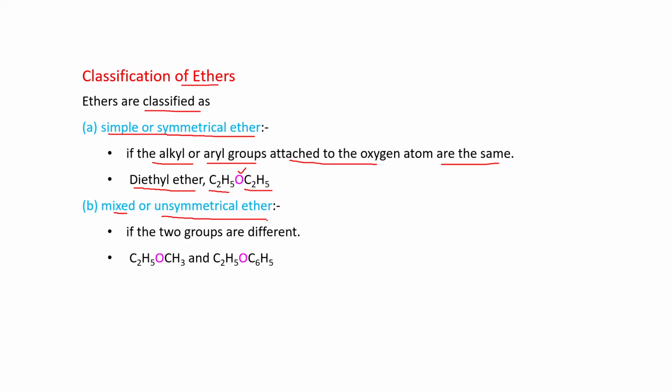Mixed or unsymmetrical ether: if the two groups attached to the oxygen atom are different. Now this is oxygen, and this oxygen atom is attached with this ethyl and this methyl. Different. That's why this is unsymmetrical or mixed ether. Now in this case, this oxygen has C2H5 and C6H5. Both are different groups. This is again an unsymmetrical ether.